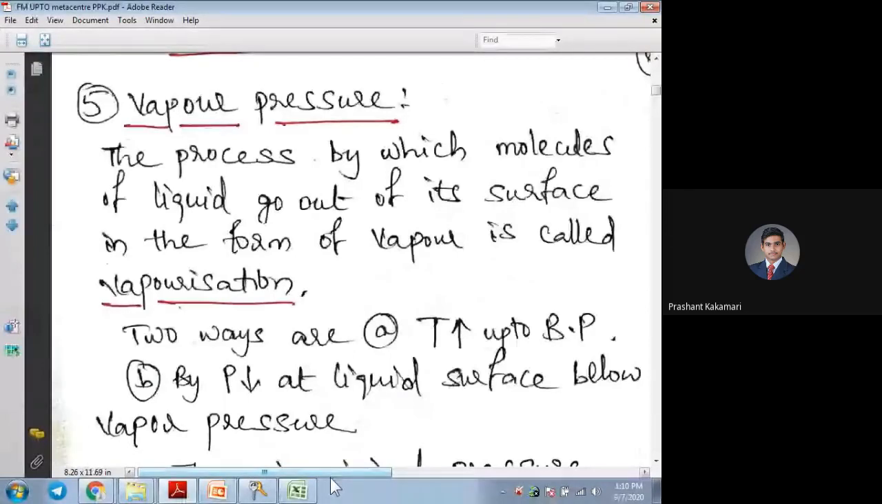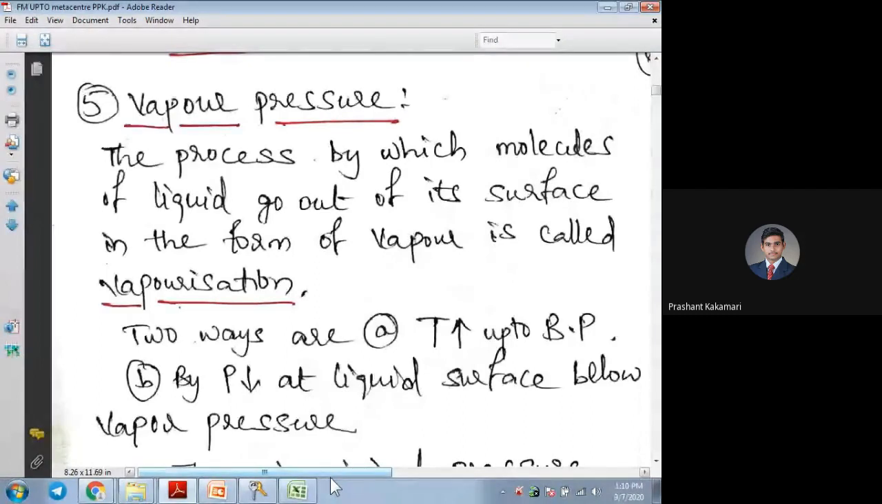If you increase the temperature of water, because for water we know the values. If you consider it as an example, if you go on heating it at atmospheric pressure around 100 degrees centigrade, it will start boiling and it will start giving off vapors.